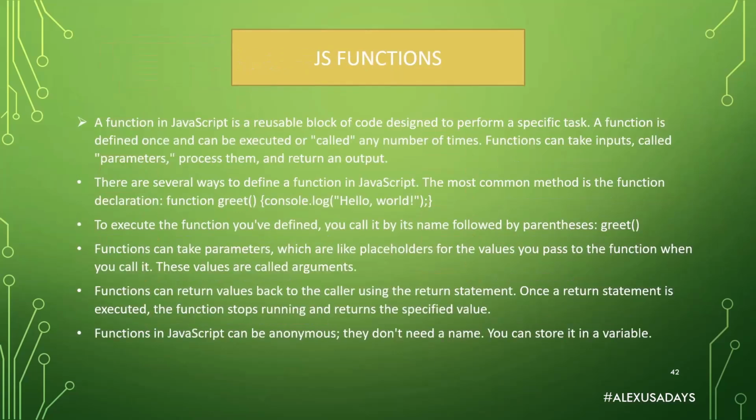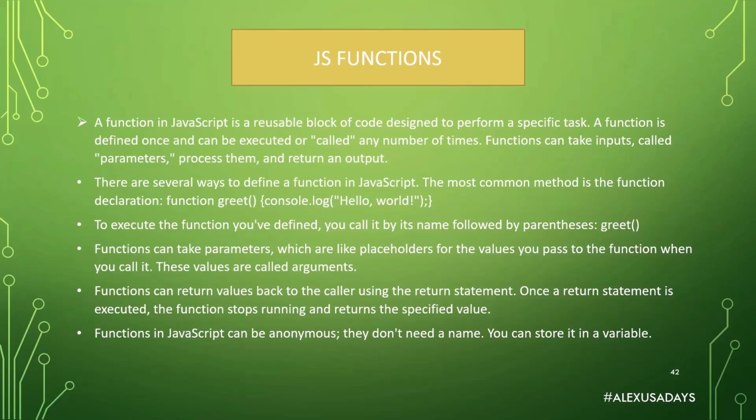Okay, so JavaScript Functions. A function in JavaScript is a reusable block of code designed to perform a specific task. A function is defined once and can be executed or called any number of times. Functions can take inputs, called parameters, process them, and return an output. There are several ways to define a function in JavaScript.